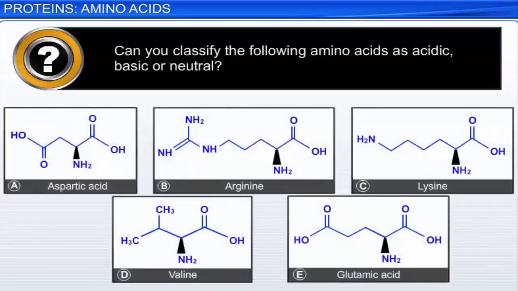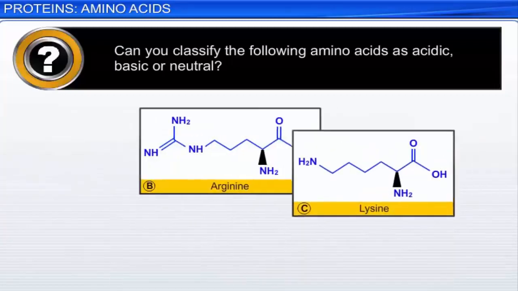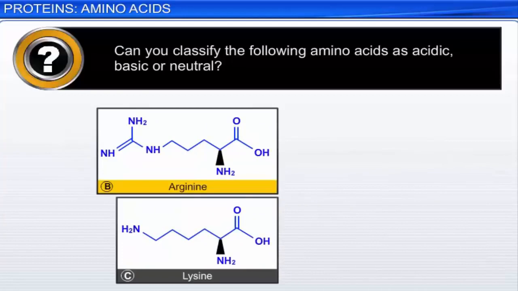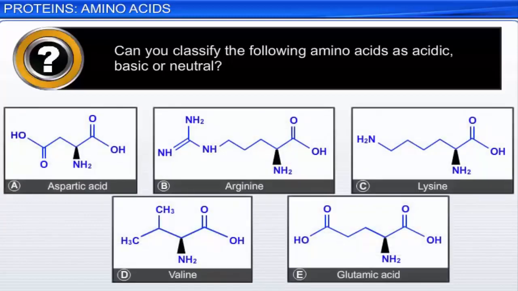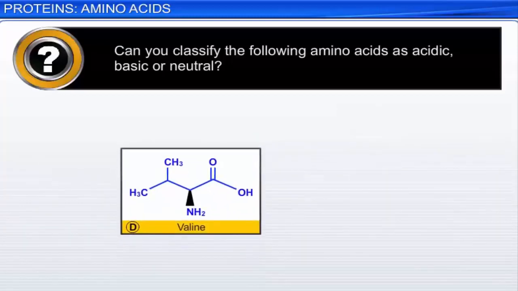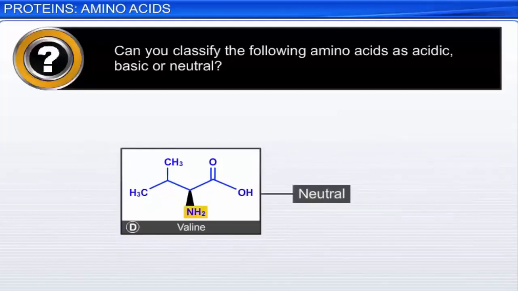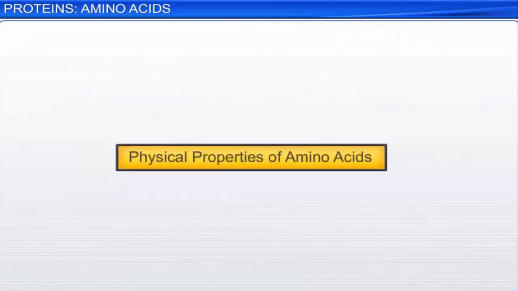Molecules B and C, which are arginine and lysine, are basic. They have multiple amino groups but only one carboxylic group. Molecule D, the amino acid valine, is neutral. It has one amino group and one carboxylic group. Let us now study the physical properties of amino acids.